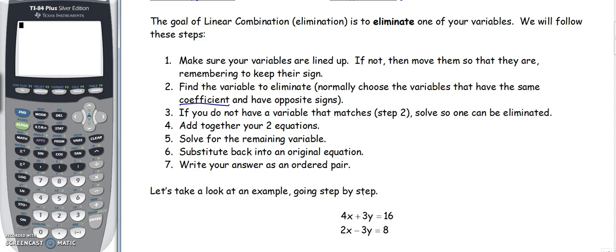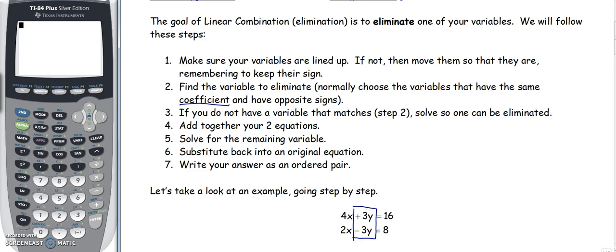Every time you find the matching coefficient, and the variable you're going to eliminate, I want you to put a box around it. This is showing that you have found it, and if those numbers don't match once you put the box around it, then you got to figure something else out, which we'll do tomorrow. So if you do not have a variable that matches, step 2, solve so one can be eliminated. Again, we're going to do that tomorrow.